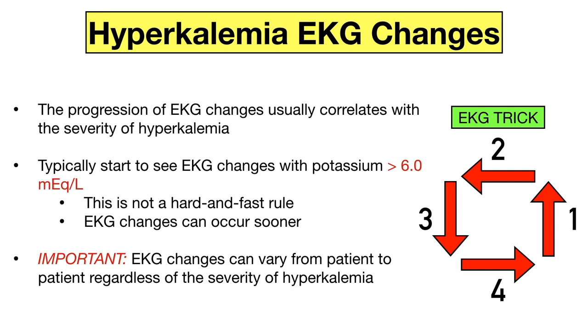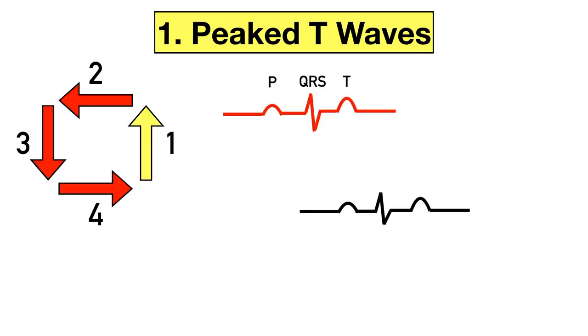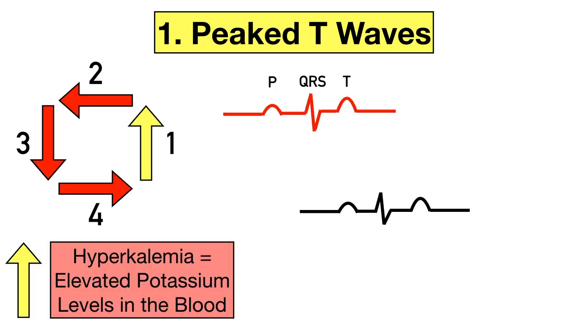Having said that, there is a general progression of EKG changes seen with hyperkalemia, and the trick to remember the EKG changes that can occur is to draw a counterclockwise box of arrows like the one shown. So let's walk through how this works. The first arrow to start with is the up arrow, and the easy way to remember to start with the up arrow is to think of hyperkalemia, which is elevated levels of potassium in the blood. Since we're dealing with increased levels of potassium, this will help you remember to start with the up arrow.